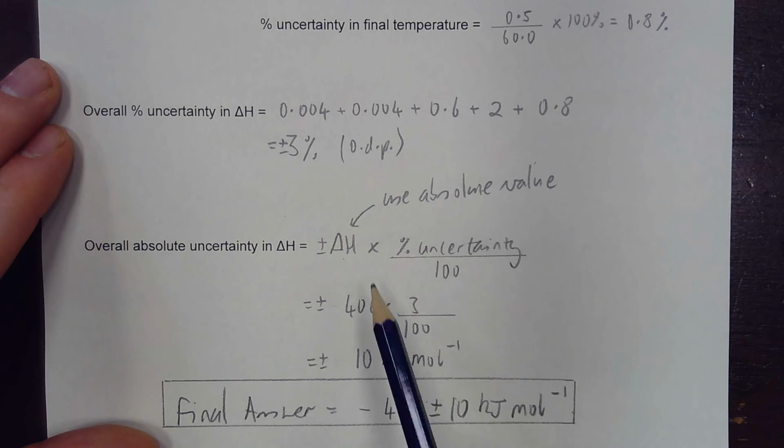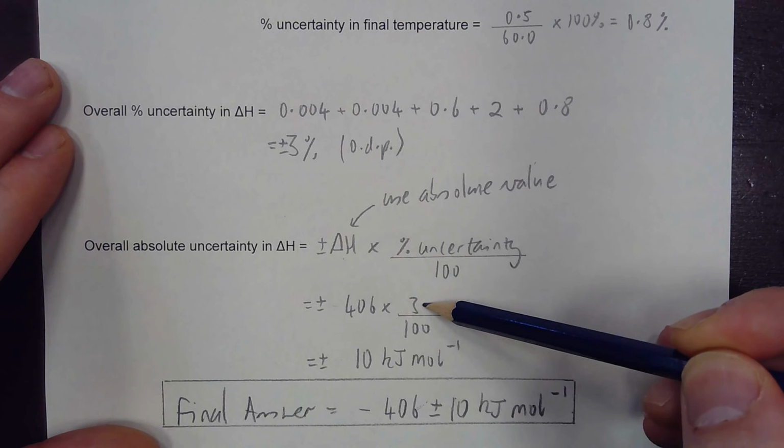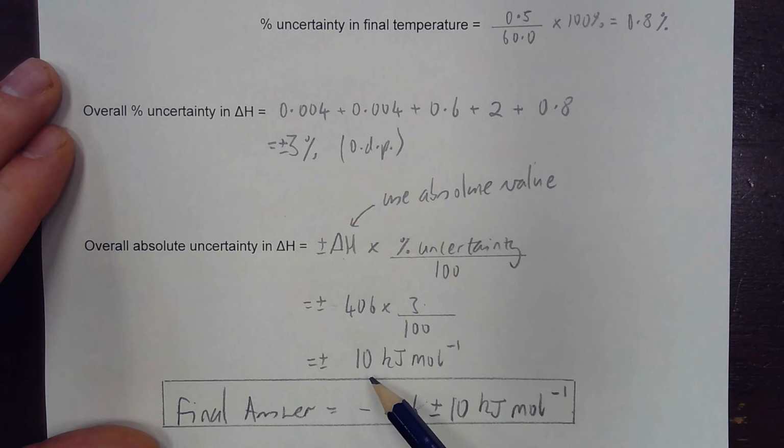Again, because this involves multiplying and dividing, we are limited by the number of significant figures. So this 3 is to 1 significant figure, and that means that our final answer is to 1 significant figure. So our overall answer for this experiment is minus 406 kilojoules per mole plus or minus 10 kilojoules per mole. And that plus or minus 10 is, of course, the uncertainty in our final answer.